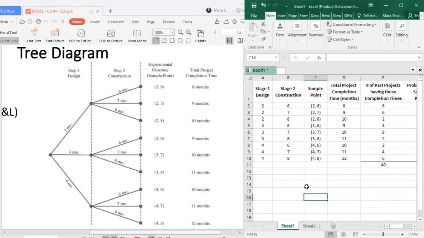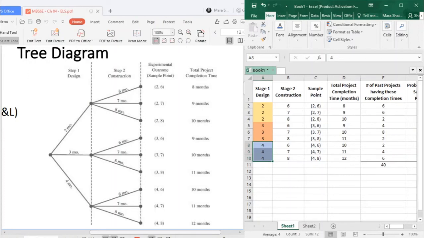This is also shown here in Excel. Let's color it so it can be seen. Your first step has three outputs, or three experiment sample points. You have 2, 3, and 4. Of course, you will start with those numbers. Then on step 2 there are 3 possible outcomes, either 6, 7, or 8.